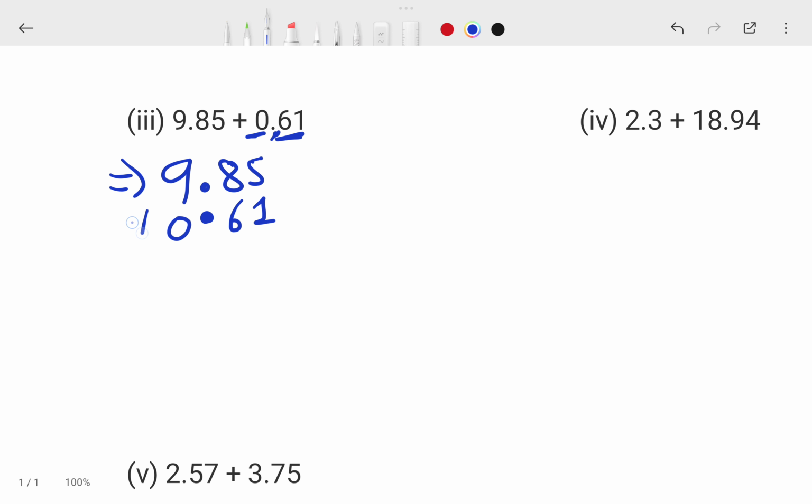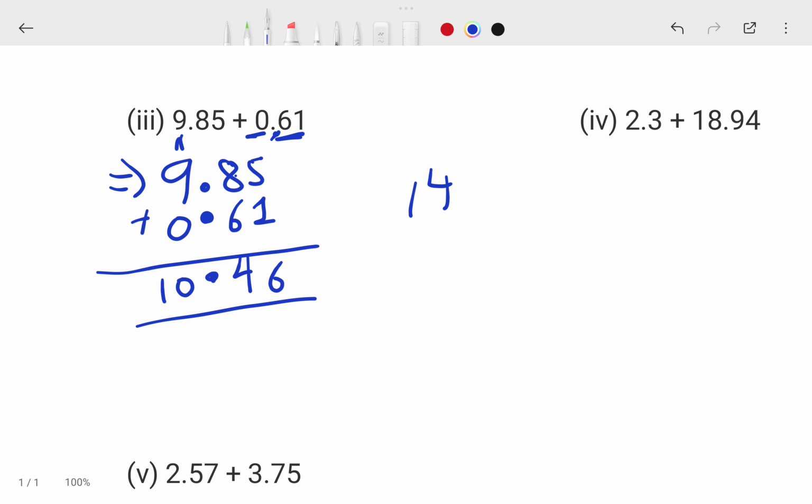61, add it. Simple. 5 plus 1 is 6, add 5, 13 plus 1 is 14. 8 plus 6 is 14. Then the point, 16 is there, 14 is there. So I write 4, 1 goes here. 9 plus 1 is going to be 10. So the answer is 10.46. So you will add like that.